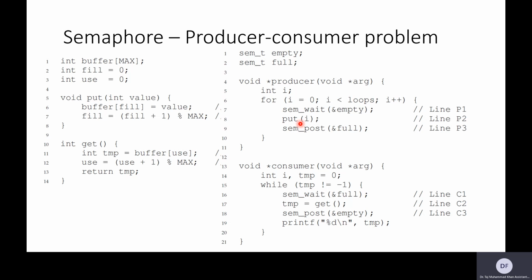So here, using this implementation, we use this empty and full as condition variables. These are semaphores which can be used as condition variables. So what do you think of this implementation of producer and consumer?